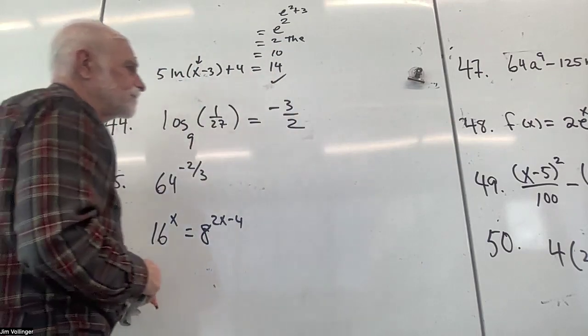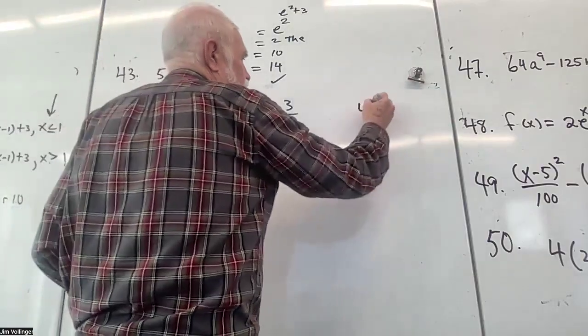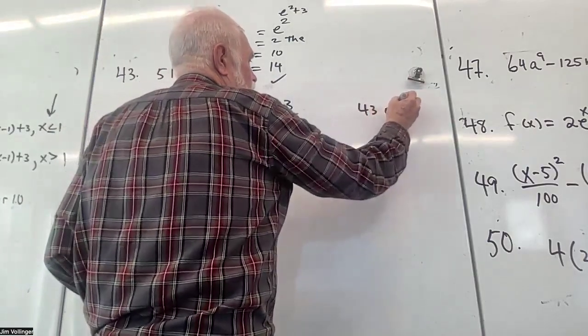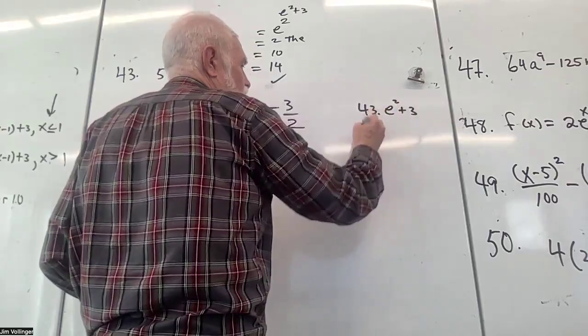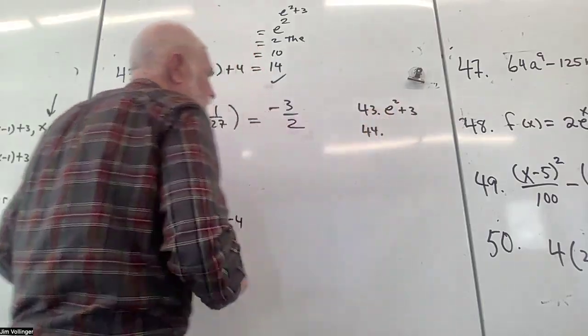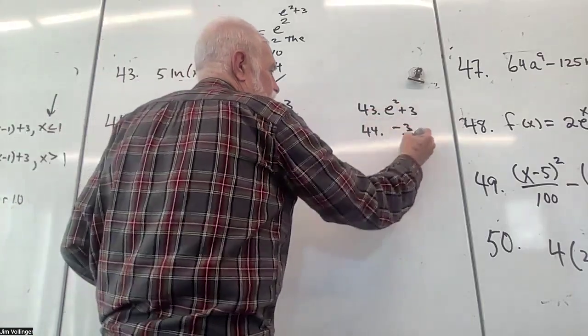Now the question is, I want to have these answers over here. So that was e squared plus 3. In case somebody's shortcutting this and just doing the 5 problems, this one is minus 3/2.